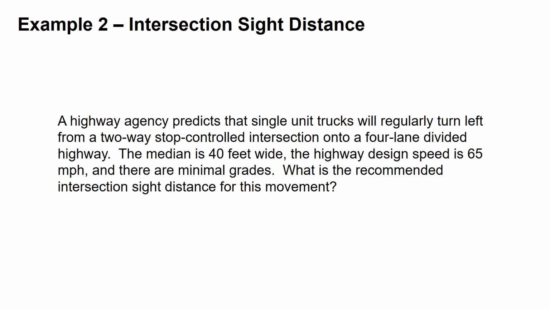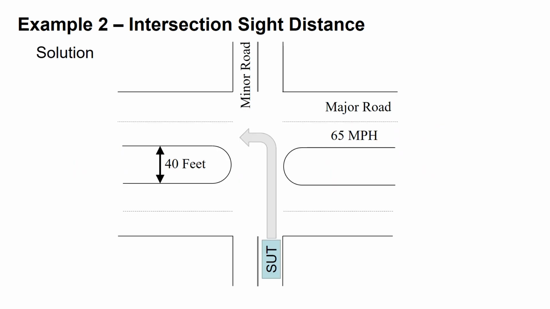In our second example, we have a single unit truck that's going to turn left from a two-way stop controlled intersection onto a 4-lane divided highway. So now we have a median in this scenario. This median is 40 feet wide, and the highway design speed is 65 miles per hour with minimal grades. We're looking for the recommended intersection sight distance for this movement. So very similar scenario, now we're just adding in the median width here. Again, a drawing can help, and I do encourage you to make a drawing for intersection sight distance problems so you understand all the givens and how this is laid out.